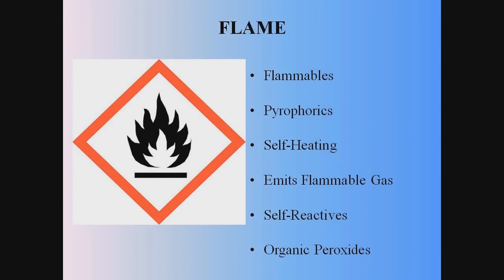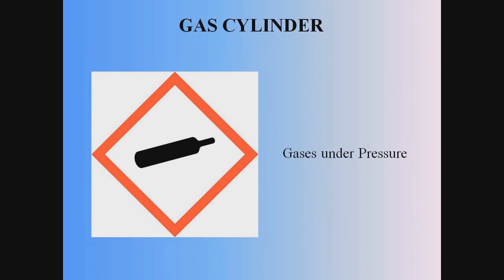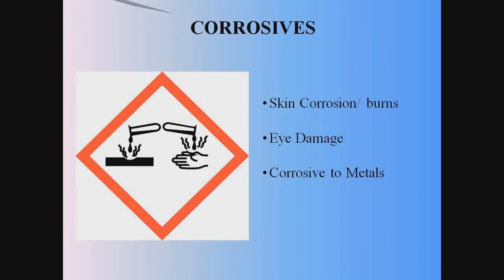The flame pictogram indicates the product or chemical has flammable or self-reactive characteristics or other hazards as listed here. This is the pictogram for all gases under pressure. Don't be fooled by the picture of the cylinder because it covers much more. This symbol includes all cylinders, propane tanks, natural gas tanks, refrigerated liquids, and many other products in this category. The chemical hazards associated with the corrosion pictogram are skin corrosives and can cause permanent eye and skin damage.